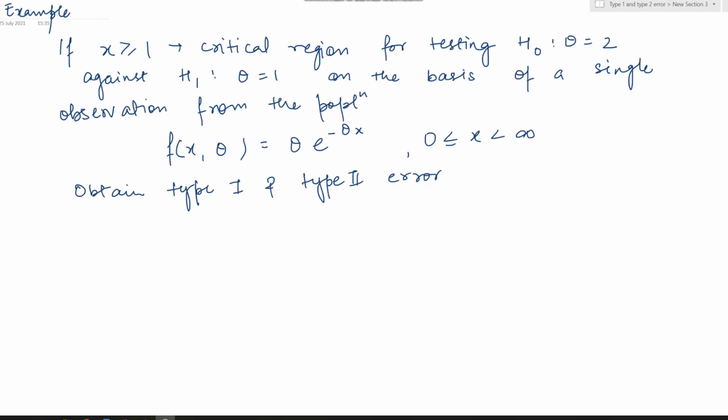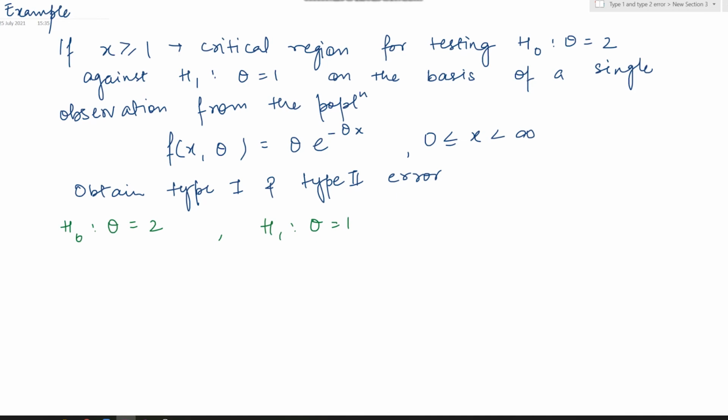Now let's see how we can solve problems on how to calculate type 1 and type 2 error. Let's say we have this particular example in which x greater than or equal to 1 is the critical region for testing our H0, that is theta is equal to 2. So our H0 is theta equals 2, while our H1 is theta equals 1. Now we have a single observation from the population, and we have our PDF as theta times e to the power minus theta x, for x positive.